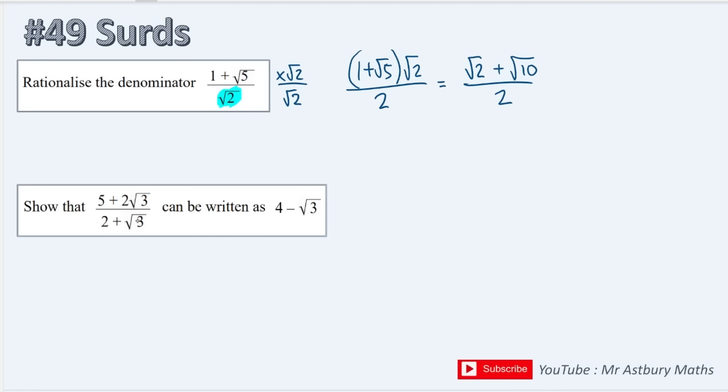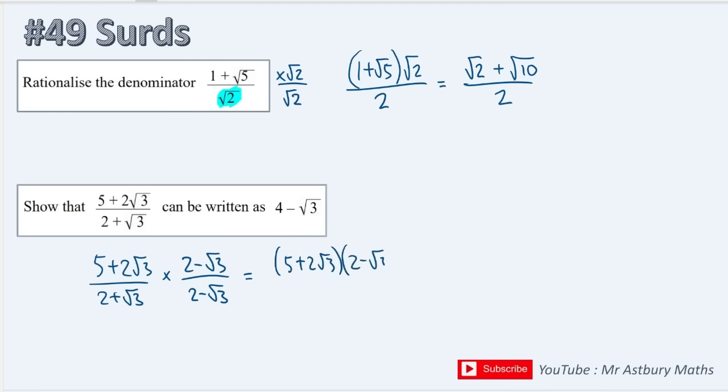Now, this next type of question is when we have a rational and a surd on the bottom. And the trick here is we need to multiply it top and bottom by that denominator, but with the sign changed. So 2 minus root 3, 2 minus root 3. Okay, so I could write this as a double bracket. It might make it look a bit easier and make it easier for us to expand out. If I have it in brackets like this, and on the bottom, again in brackets like this.